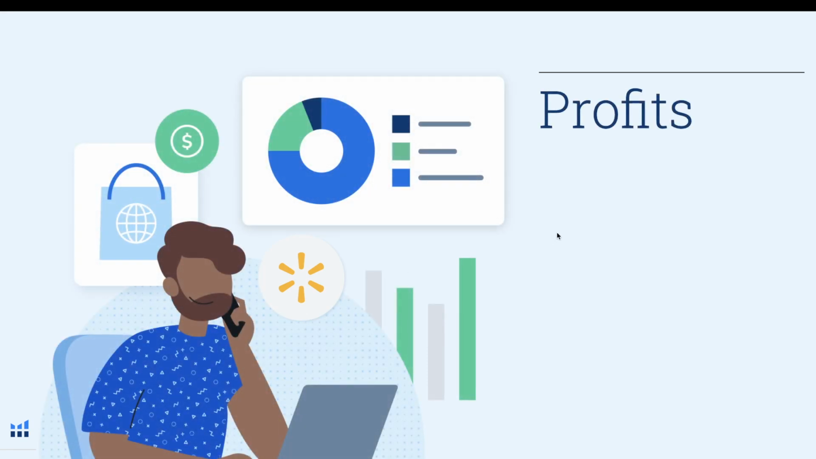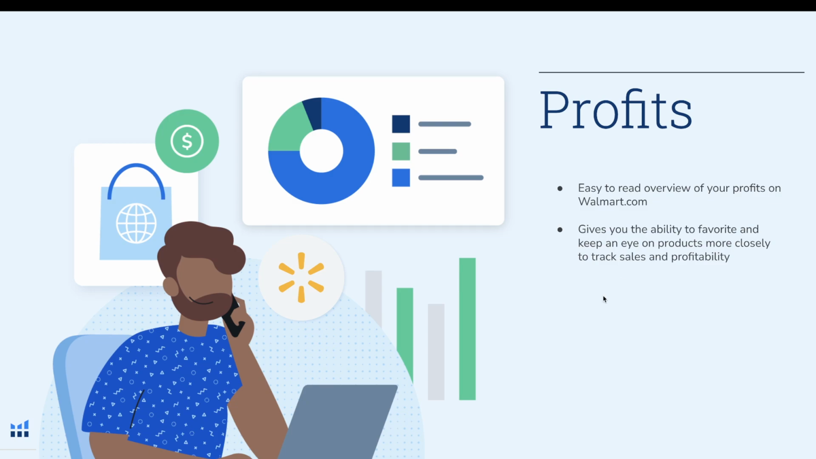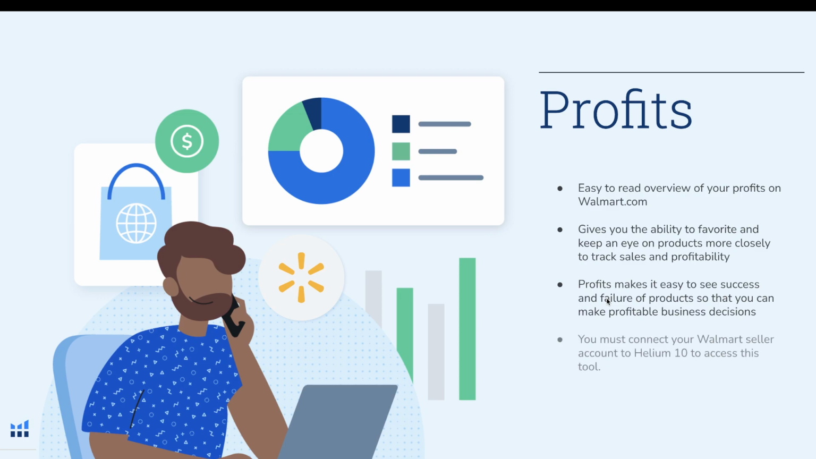The last tool that we have is our Profits tool, and it's a great way to get an easy overview of your profits on Walmart.com. Sometimes people are unaware of what their sales and profits are, so this gives you an easy overview of those profits. It gives you the ability to favorite and keep an eye on products more closely to track sales and profitability. It makes it easy for you to see your successes and failures of products. It gives you an account level overview, but it also breaks it down by product, so you can see if you need to maybe get rid of a product or add more of a product. So it helps you make more profitable business decisions.